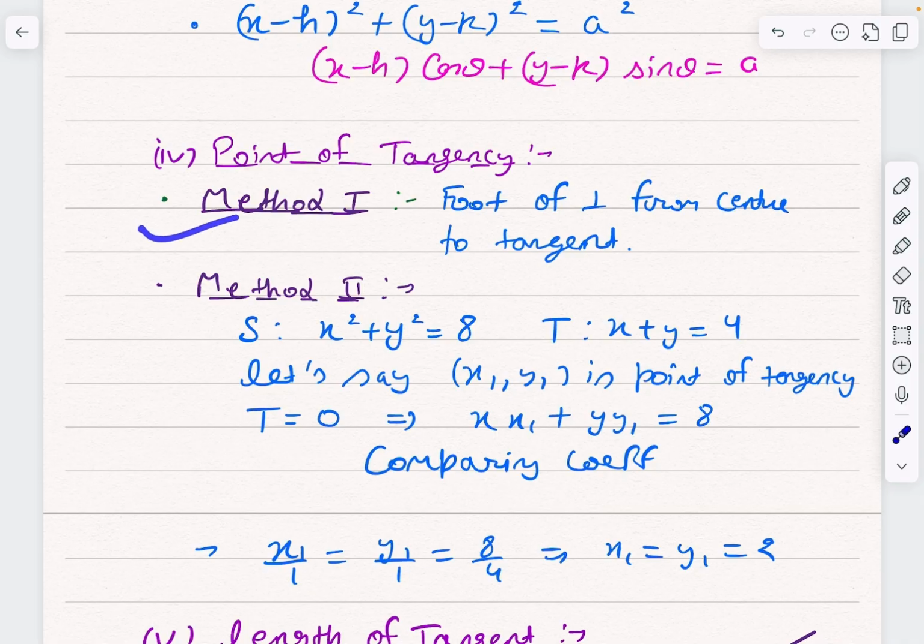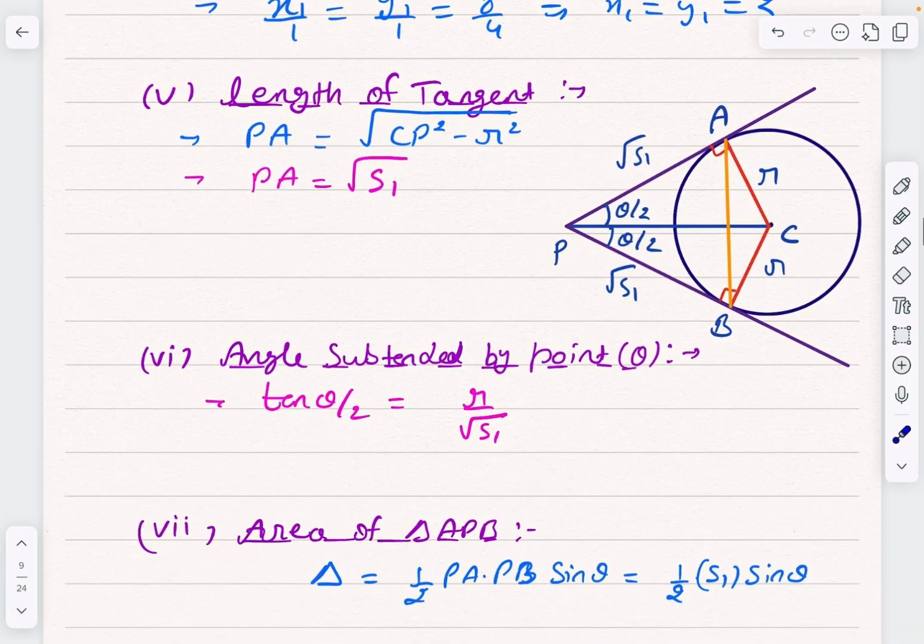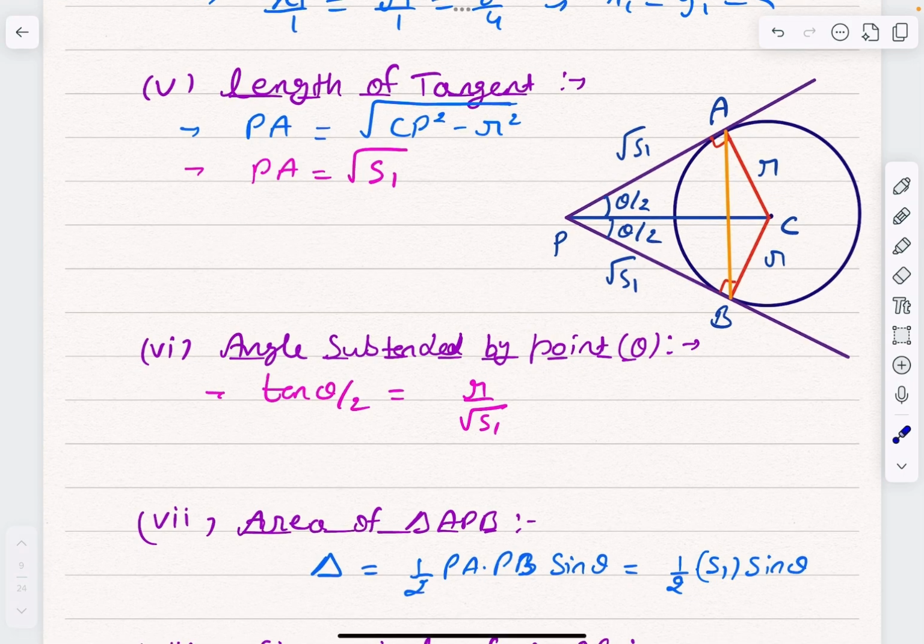Okay, so both the methods are there. Whichever you find easy, you can use that. Next. Now more points we discuss here. See, length of tangent.